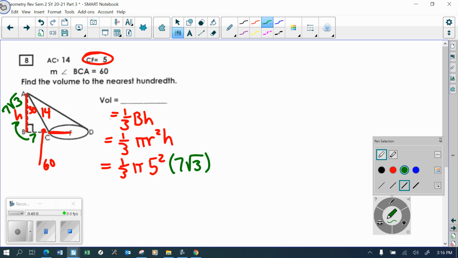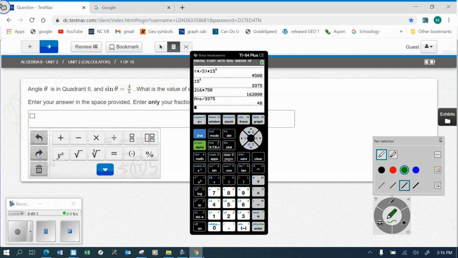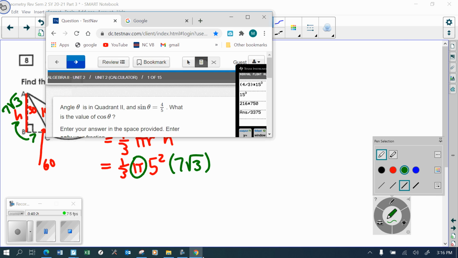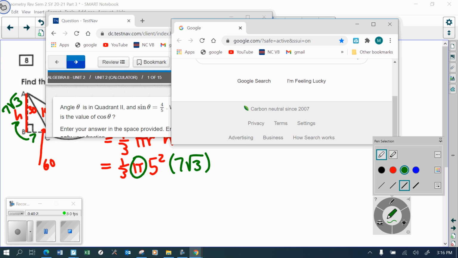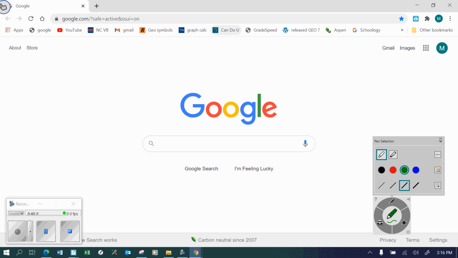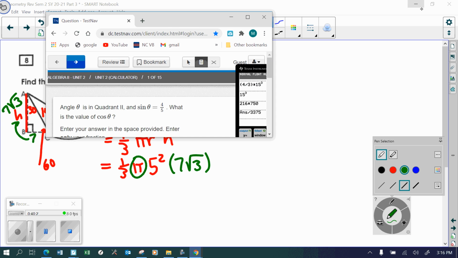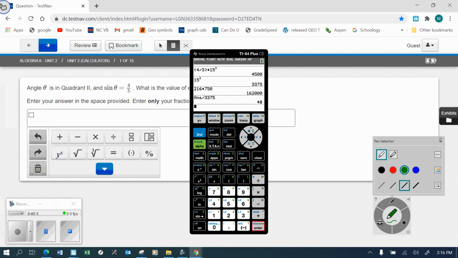Okay, now I'm going to multiply all that together and round to the nearest hundredth. I'm going to just put in the pi last. Let's see. Okay, it's right there. Oops. What just happened? Oh, no, there's my calculator. Okay, let's see. Can I get it? I guess not.